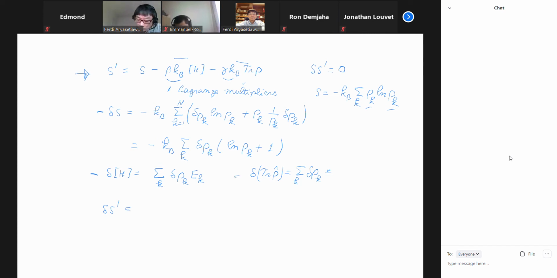So that gives me the sum over k of delta rho k, and then I have log rho k plus 1. So that is from dS here. I have taken out the k_B because all these terms have k_B. That's why the k_B is introduced in the Lagrange multipliers. So the k_B disappears because we're going to set this equal to 0. And then from the dH we get plus beta E_k. So that's from this term here. And then we get gamma. So that's what we get. So this is equal to 0. So that is dS prime.